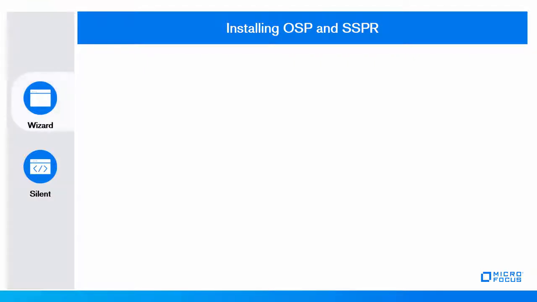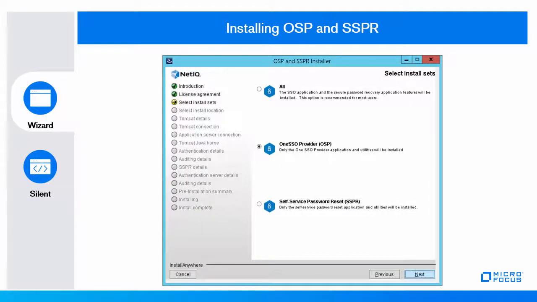To install OSP in a wizard installation, select the OSP option in the Select Install Sets page. To install SSPR in a wizard installation, select the SSPR option in the Select Install Sets page.